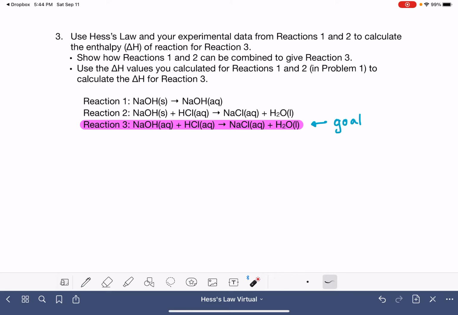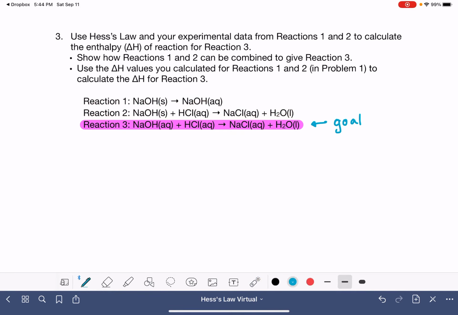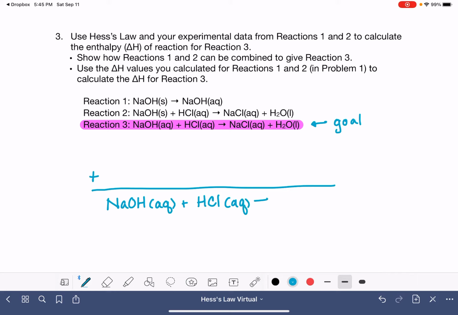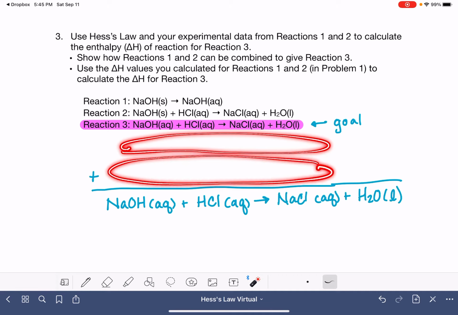And what you want to do is show how you can combine reaction number 1 and reaction number 2 to give you reaction number 3. So this is where we practice adding equations together, and the result of that equation we want to be reaction number 3, NaOH plus HCl aqueous, both of them make NaCl aqueous and H2O liquid. And so your job is to figure out how do you need to write reaction number 1 and how do you need to write reaction number 2 to give you this overall equation.